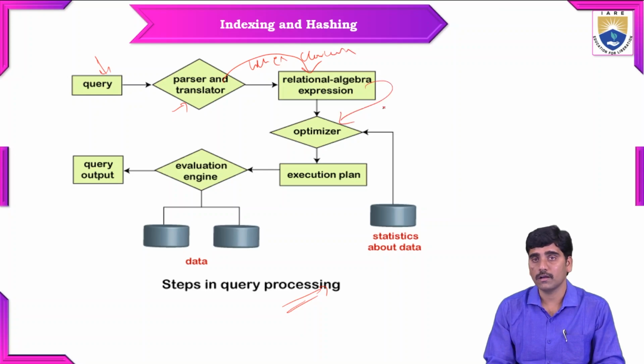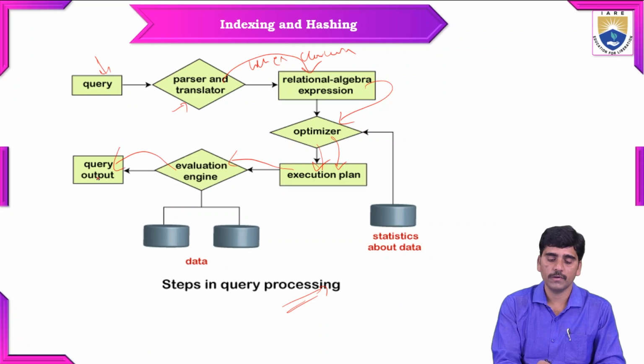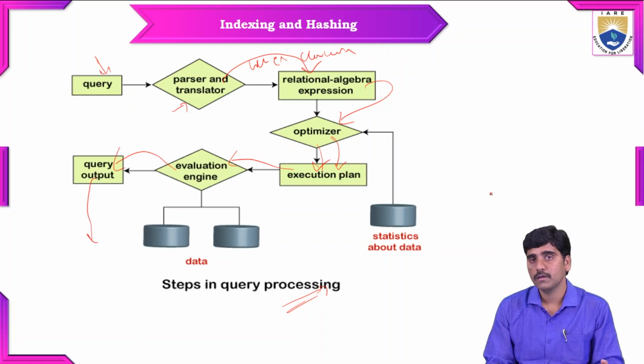With the help of the relational algebra expression, the query is optimized into an execution plan. Then the query evaluation engine takes over, and after executing the query the output is displayed. These are all the steps processed in performing query processing. This is all about the definitions and terminologies of indexing, hashing and query processing.